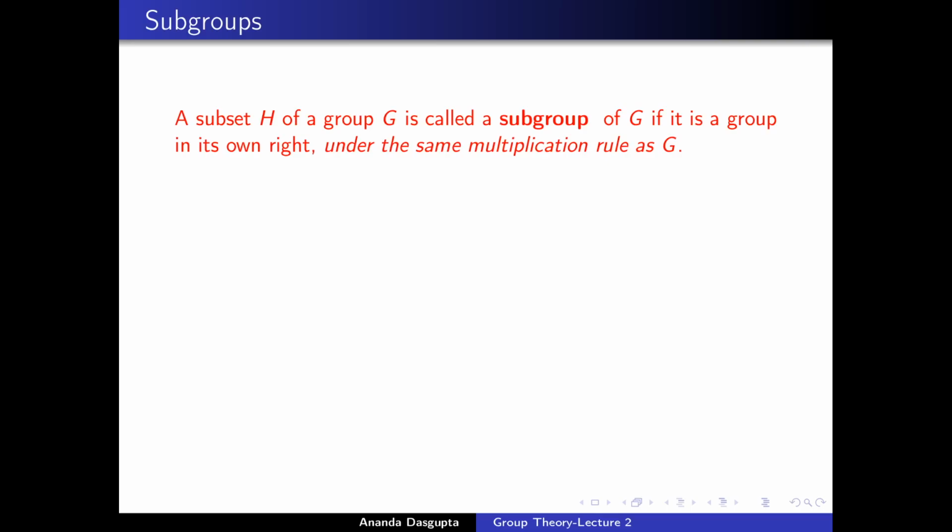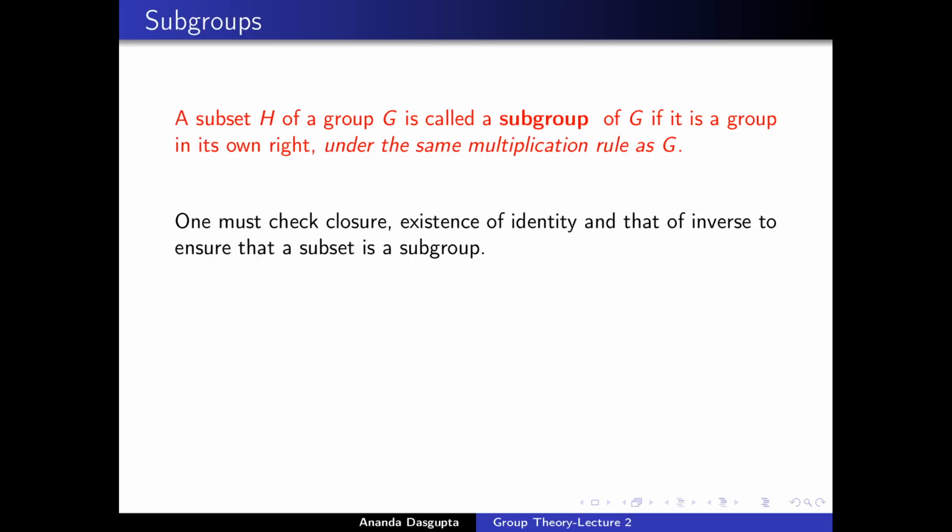However, given a subset of a group, what do we need to check to see whether it really is a subgroup? So the things you must check are closure, existence of identity, and that of the inverse to ensure that the subset is a subgroup. So let's just take these one by one.